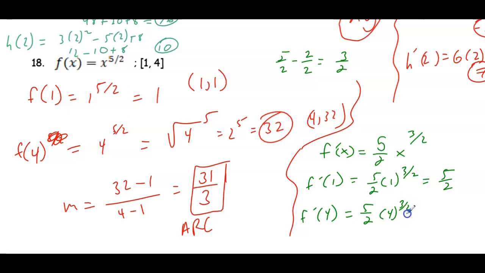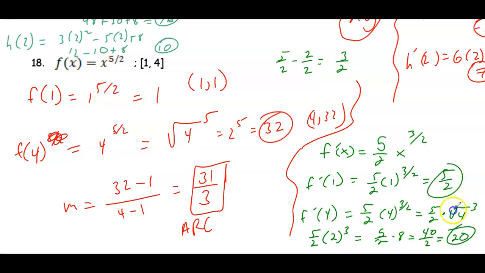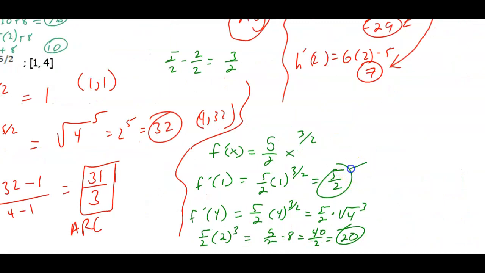And f prime of 4, our other x value, which is 5 halves times 4 to the 3 halves, which again, I'm going to write this as 5 halves times the square root of 4 cubed. So the square root of 4 is 2, and we cube it. So that's 5 halves times 8, which becomes 40 over 2, which is 20. So those right there are our two instantaneous rates.